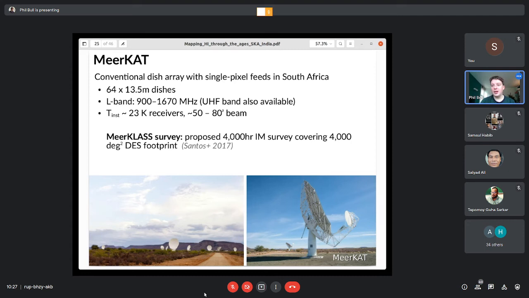The array is too sparse to do a good job as an interferometer. The plane is too sparsely covered essentially, but as single dishes you can use it kind of like a CMB experiment and scan across the sky and build a pixel, and all our forecasts suggest that that should work reasonably well if we get the observing time we want. So there's this class survey proposal to do a 4,000 hour survey covering the DES footprint.